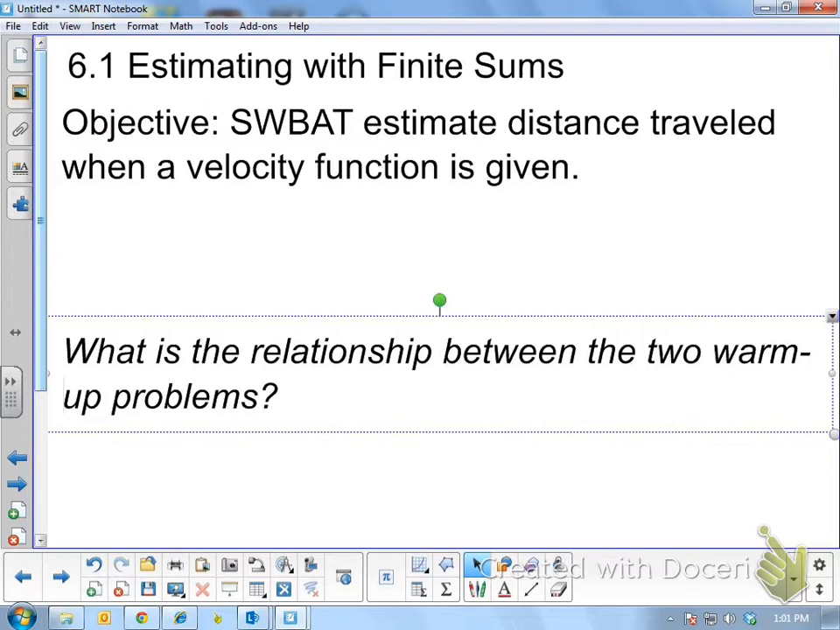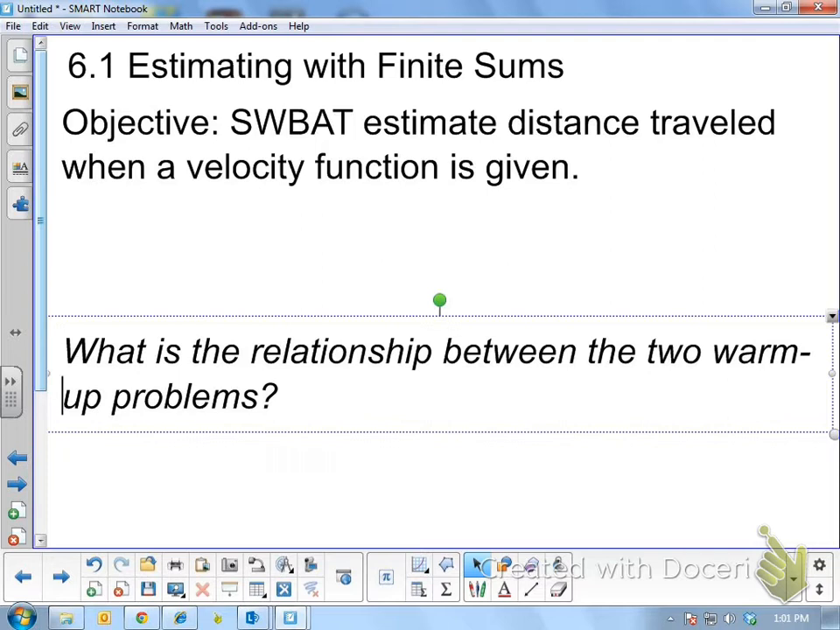Or if you have velocity, you can find position. So we can take what we've learned and do it backwards.